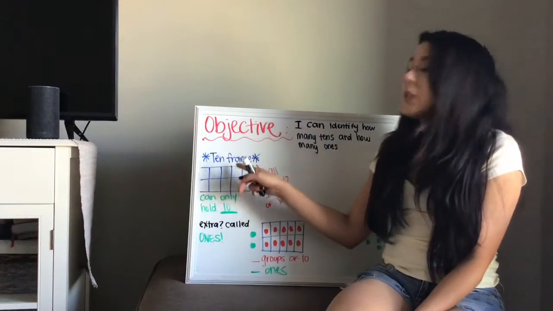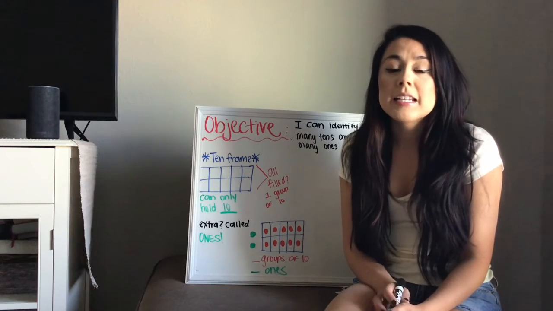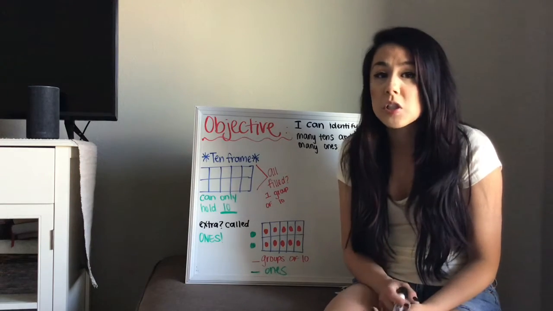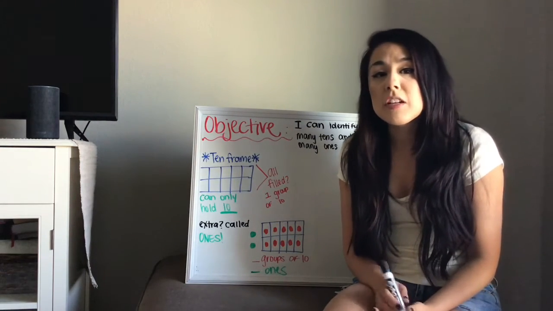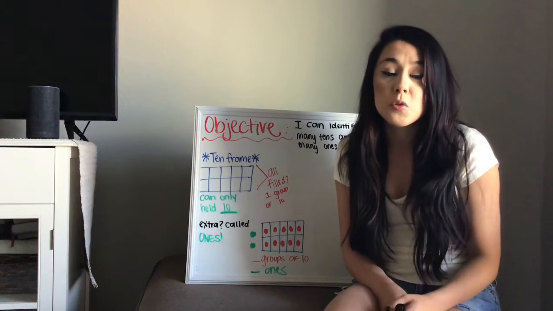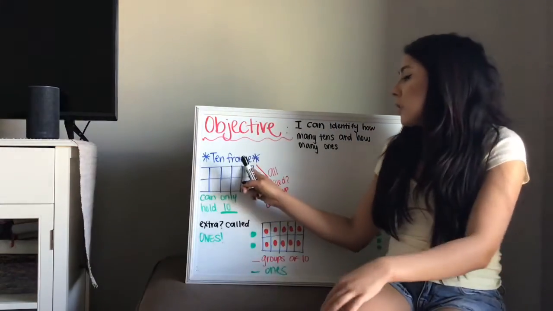So like I said, we're going to use a 10 frame for today's lesson. That's going to be the tool that helps us. Now you can draw 10 frames on your chalkboards, whiteboards, pieces of scrap paper to go ahead and help you. At the end of this video, there will be a very short assignment, or you can go onto Boom Cards or Google Classroom and do the activities on there. So we are going to use a 10 frame today.